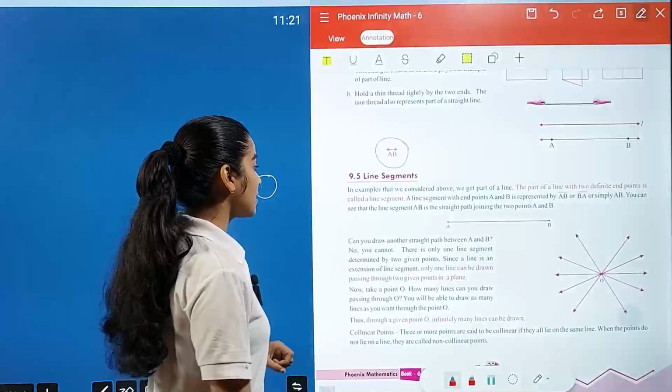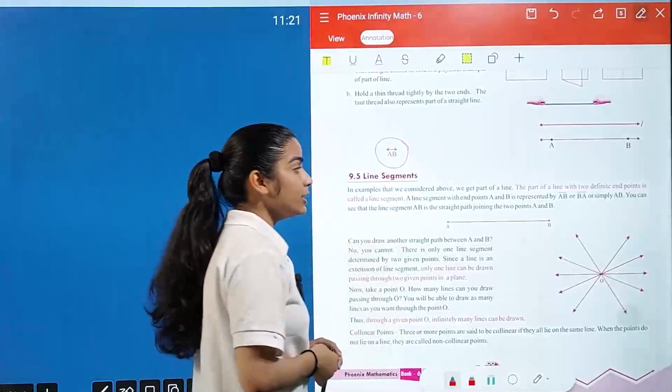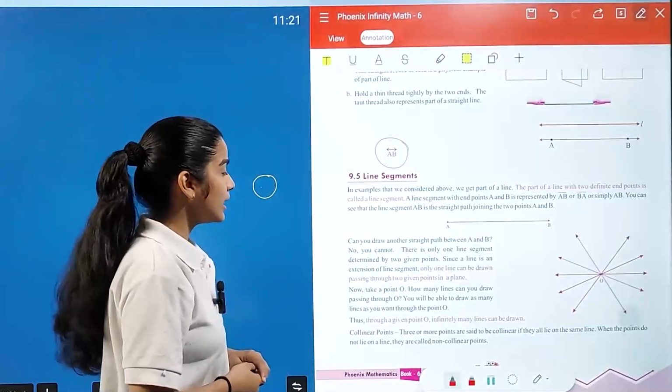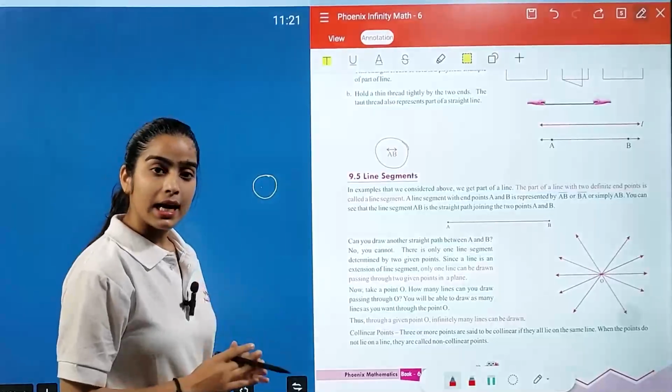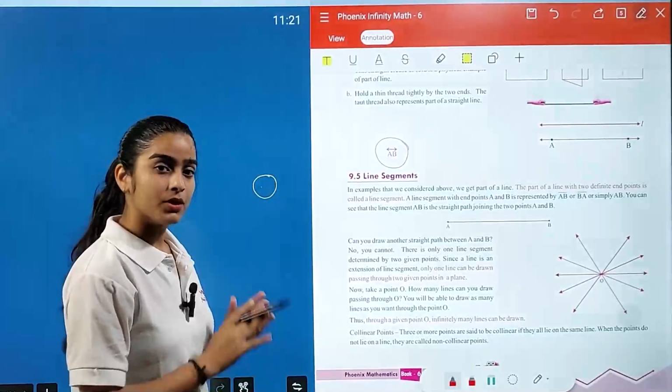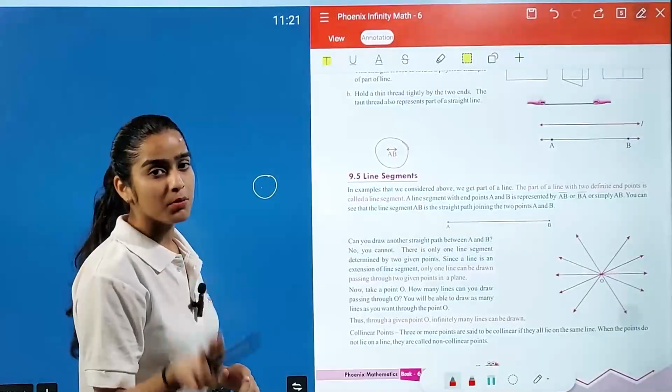Next we have line segment. In the example that we considered above, we get a part of a line. The part of a line with two definite end points is called a line segment. So in a line segment we have a starting point and an ending point. In a line we don't have a starting point and end point; we can extend it indefinitely, but in a line segment we have a definite measurement.